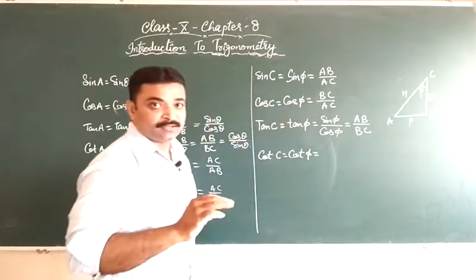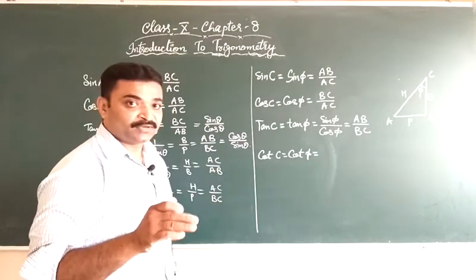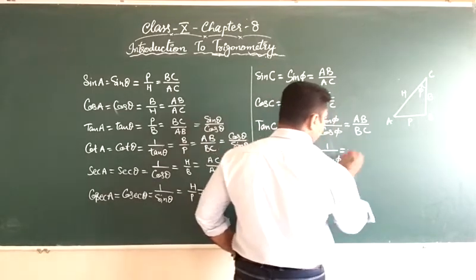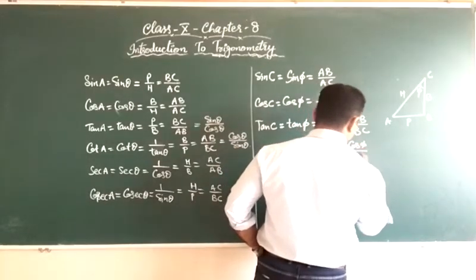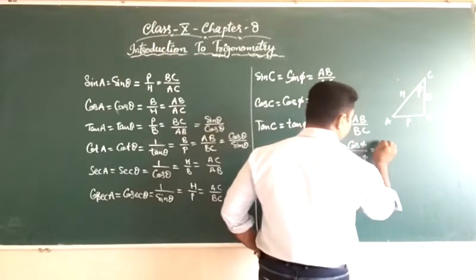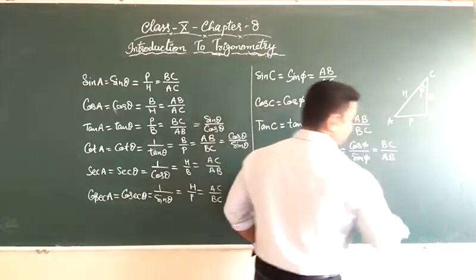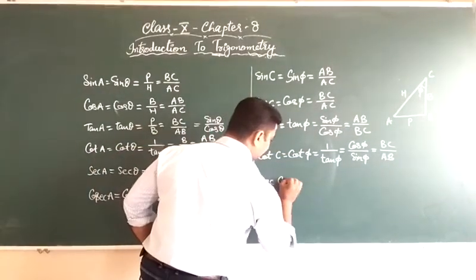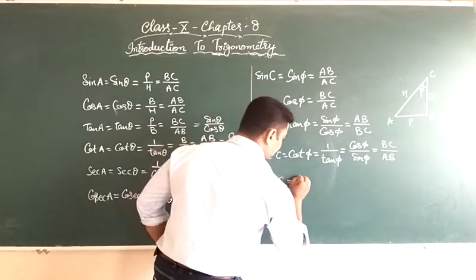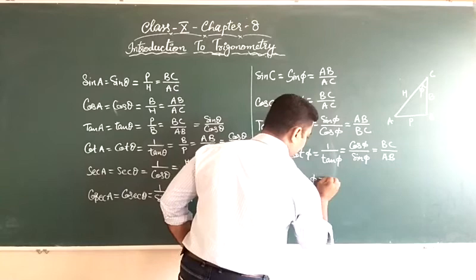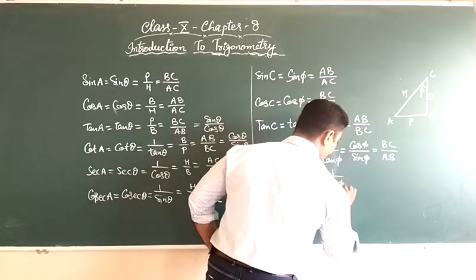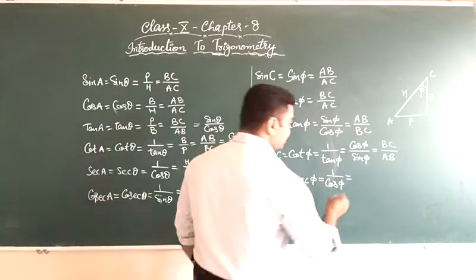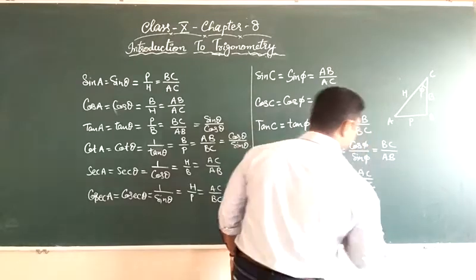Next one is cot C, that is cot phi. Cot phi is the reciprocal of tan, that is 1 upon tan phi, and 1 upon tan phi can be written as cos phi upon sin phi, and it is equal to BC upon AB. Clear? Next one is sec C, that is secant of C. It is sec phi is equal to 1 upon cos phi, and cos phi was BC upon AC, so 1 upon BC upon AC, that means AC upon BC.